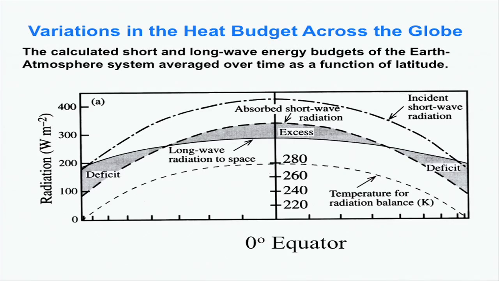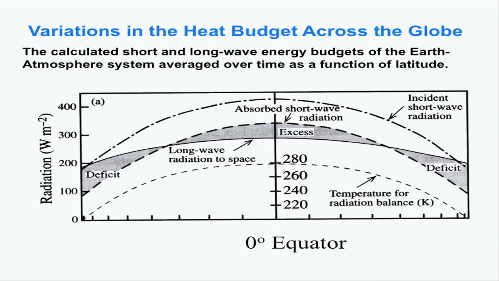And indeed, you'll notice that the long wave radiation to space, the outgoing long wave, or OLR, is actually less than the absorbed shortwave radiation at the equator. Whereas at the poles, you'll see that we have a deficit. In other words, the absorbed shortwave radiation is much less than the outgoing long wave radiation at those latitudes. What does that mean if we've got an excess there and a deficit there?